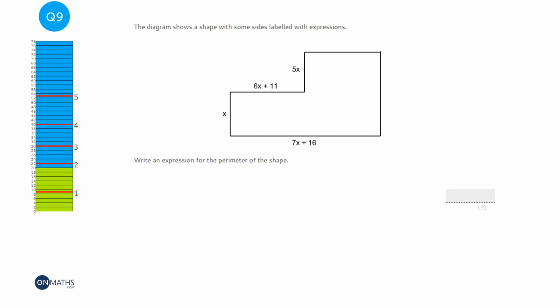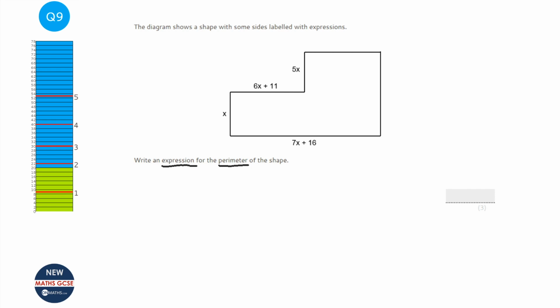Okay, so the first thing to realise with this question is what perimeter means. Perimeter is the distance around a shape. Now, we've got a lot of x's and numbers, but it does say it wants an expression for the perimeter. So we're not looking for a number as an answer, we're looking for an expression, so letters and numbers.